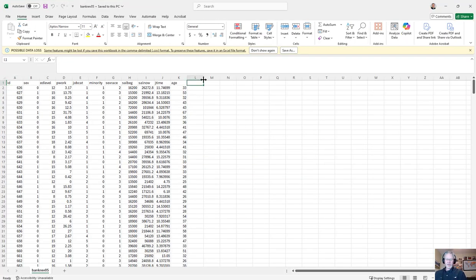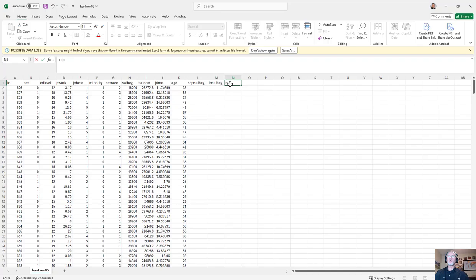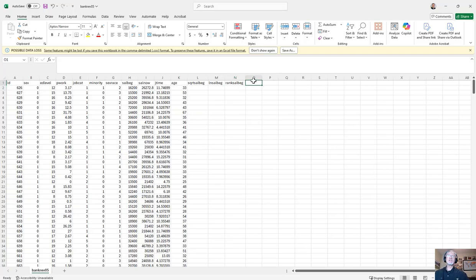And here I'm just going to go ahead and create my new variables. So I'm going to create the square root of Salbeg. I'm going to create another one for the log. So I'm going to do ln for natural log of Salbeg. I'm going to do one for the rank of Salbeg. Salbeg is beginning salary. I'm going to do one for the reciprocal of Salbeg.